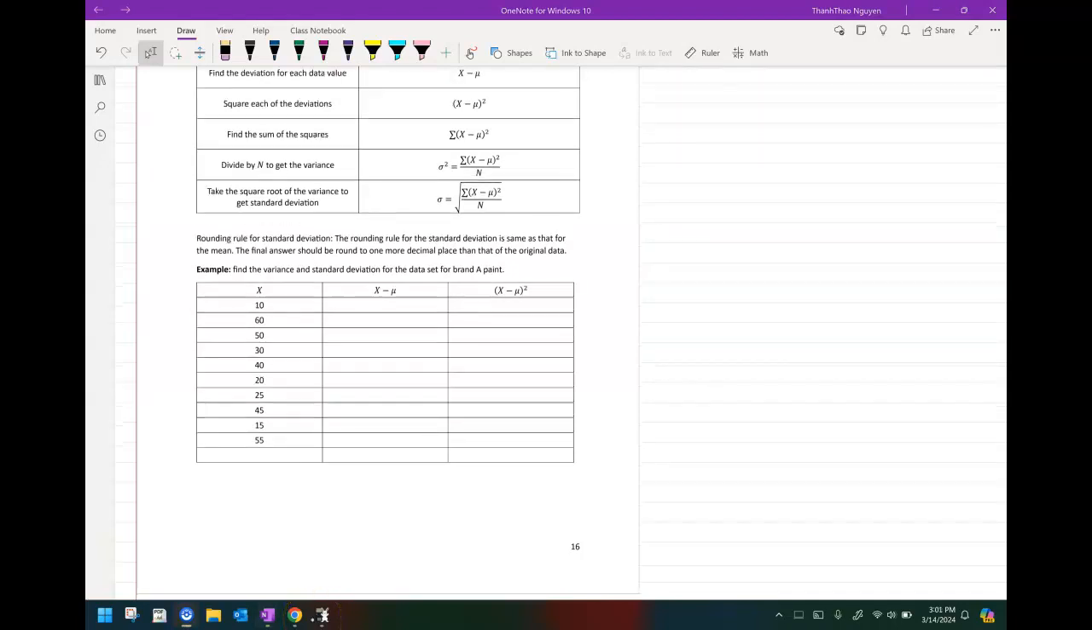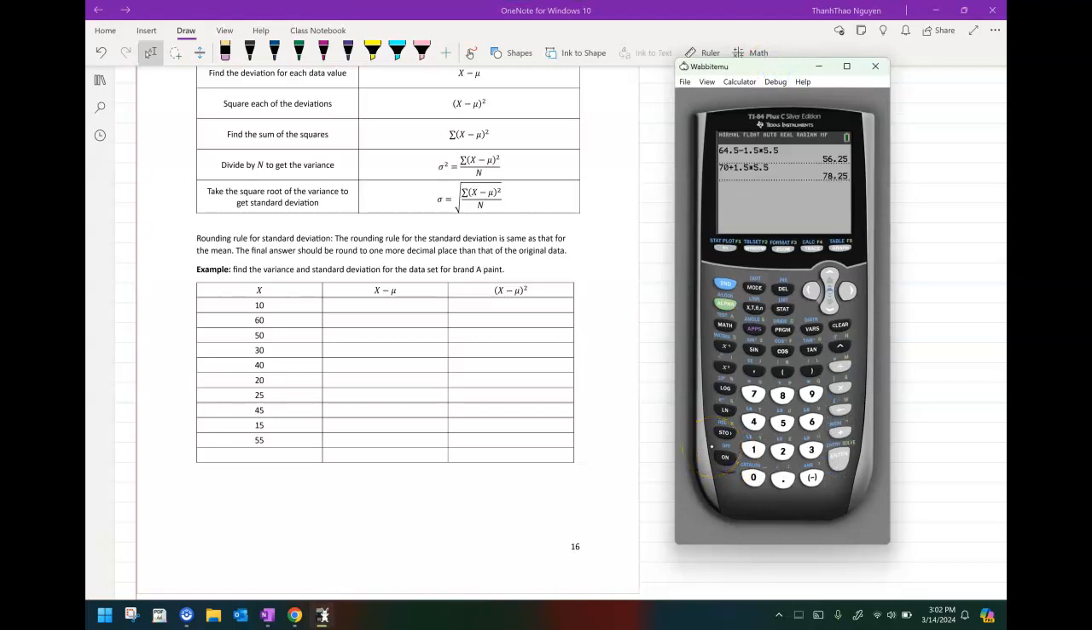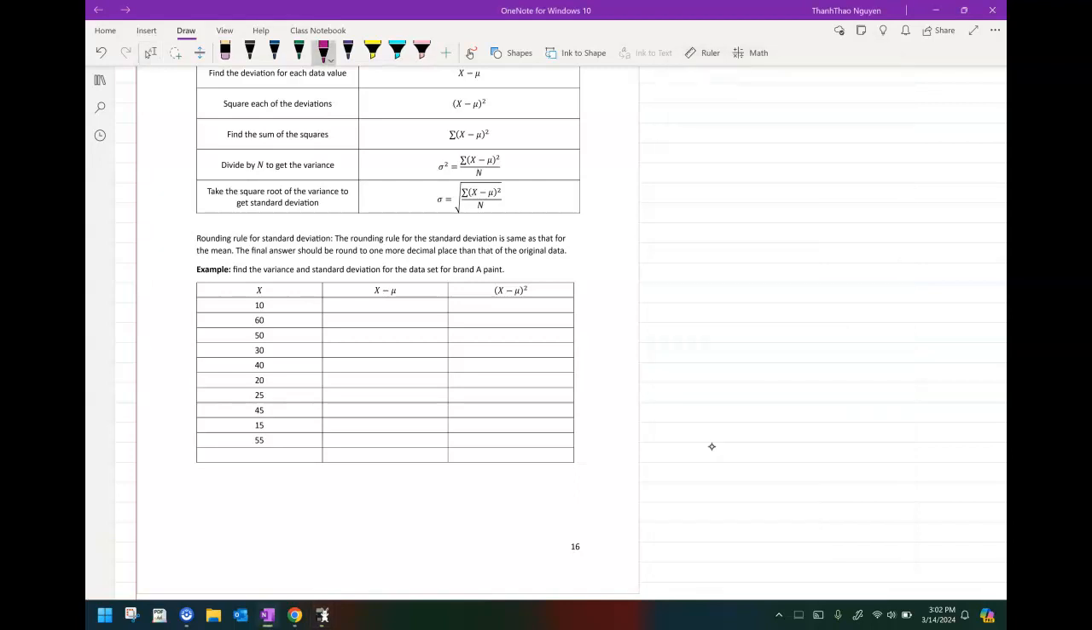So let's find the variance and standard deviation for the data set for the brand A pen. So we'll use the aid of our calculator. First things first, I'll go ahead and enter the list of values x into list 1. So this is my list 1, this is my list 2, and this will be list 3. I'll use list 1 to calculate the mean, mu. Then I will use list 2 to calculate the deviations, then list 3.